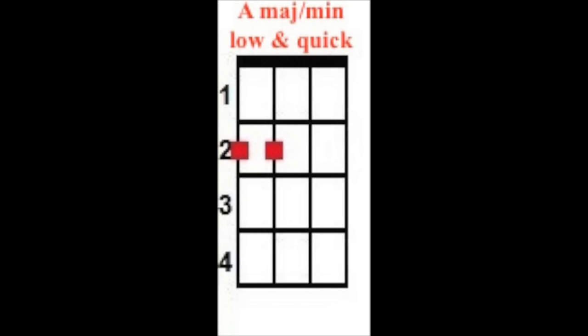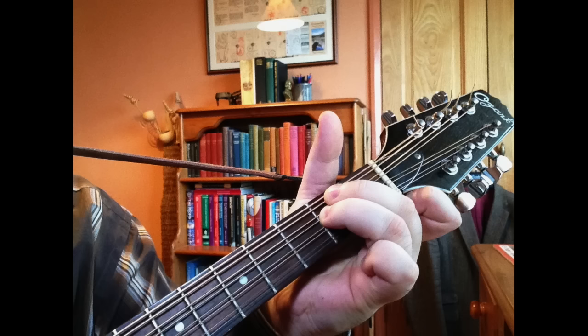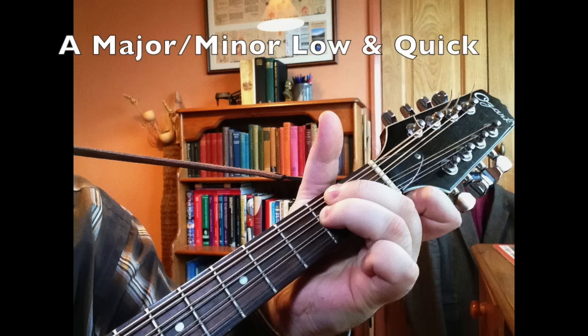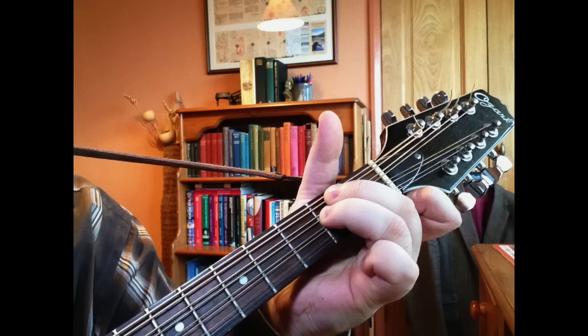And the quick part of the name means that I can use this chord to move quickly from A onto another chord, and that's usually back to the D major minor middle chord. The A major minor low and quick chord is played on the two bottom strings on the 2nd fret. As you can see, I use my second and third finger to hold down the two strings that make this chord. Now, the main reason for this is that 9 times out of 10, the next chord after the A chord is the D major minor middle chord, the first chord that we looked at.